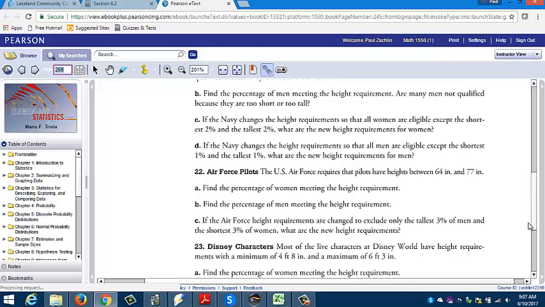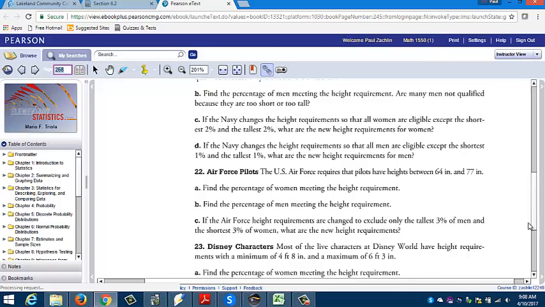So anyways, the U.S. Air Force requires that pilots have heights between... Now, why do they want them to be at least 64 inches tall? Well, maybe in order to be able to see all the instruments and reach what they have to reach, maybe they need a certain height. But why would they not want them to be taller than 77 inches? Maybe that's some of the reasons I'm talking about, right? You might not quite fit. So if they make these requirements so that you fit in the planes, that's one thing. But will they get enough pilots? Right? So part A says, find the percentage of women that are going to meet the height requirement.